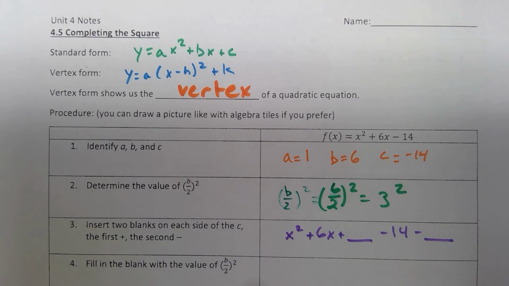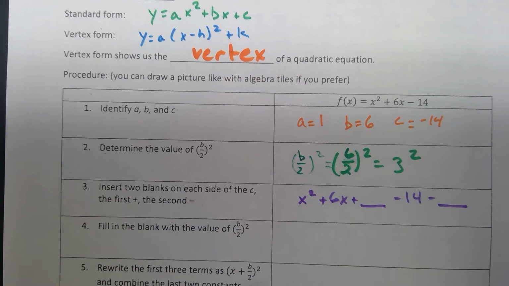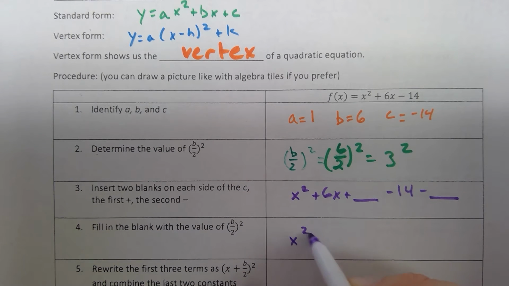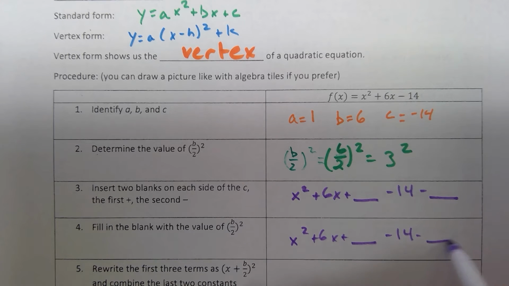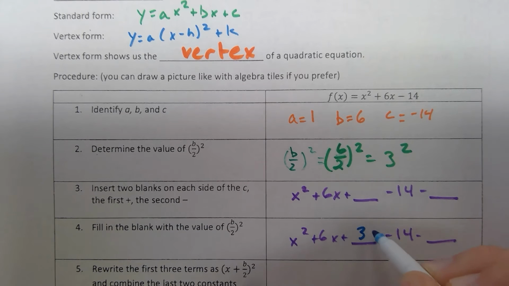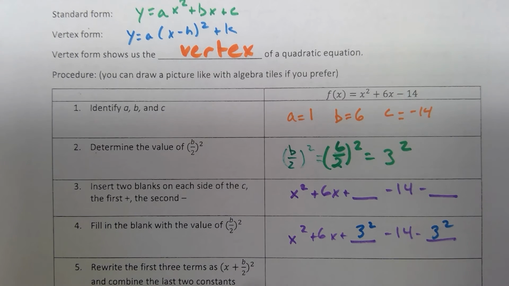Now we're going to fill in that blank with the value of b over 2 squared. So x squared plus 6x plus blank minus 14 minus blank, and then I'm going to pop in what we came up with above. So we have plus 3 squared minus 3 squared. If I have plus 9 minus 9, that makes 0. Nothing has changed. It just looks different. It's a creative 0, is what we'll call it.